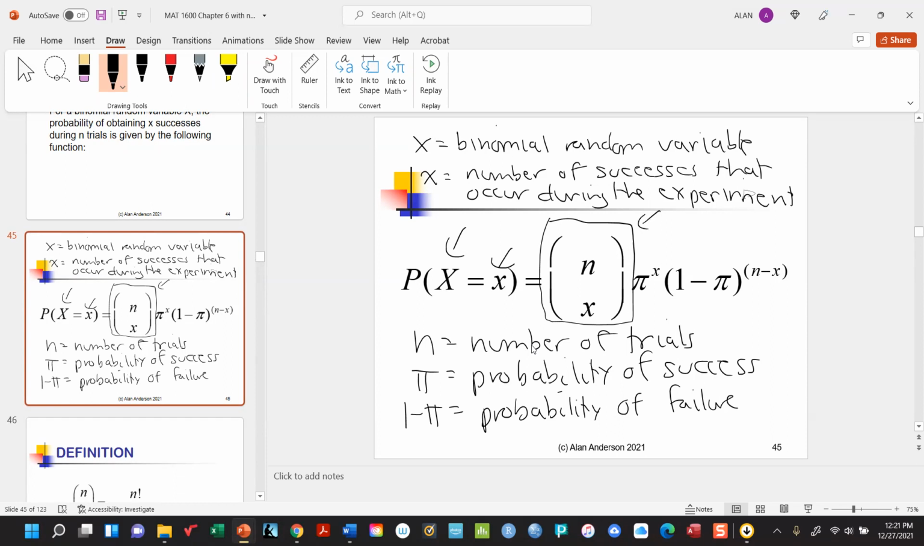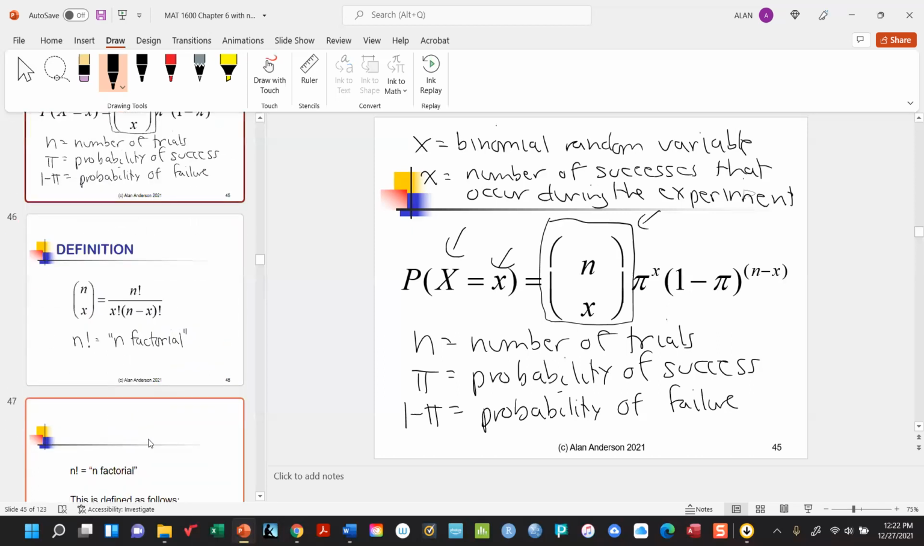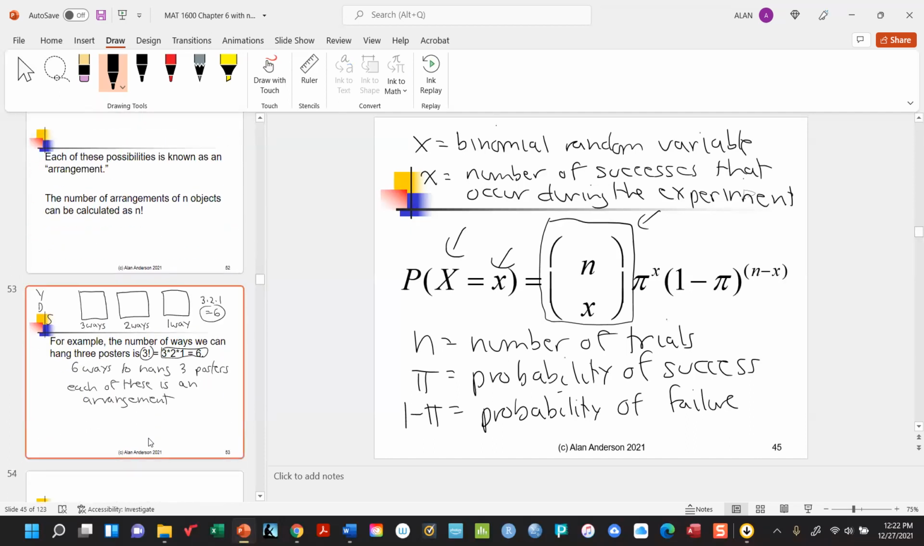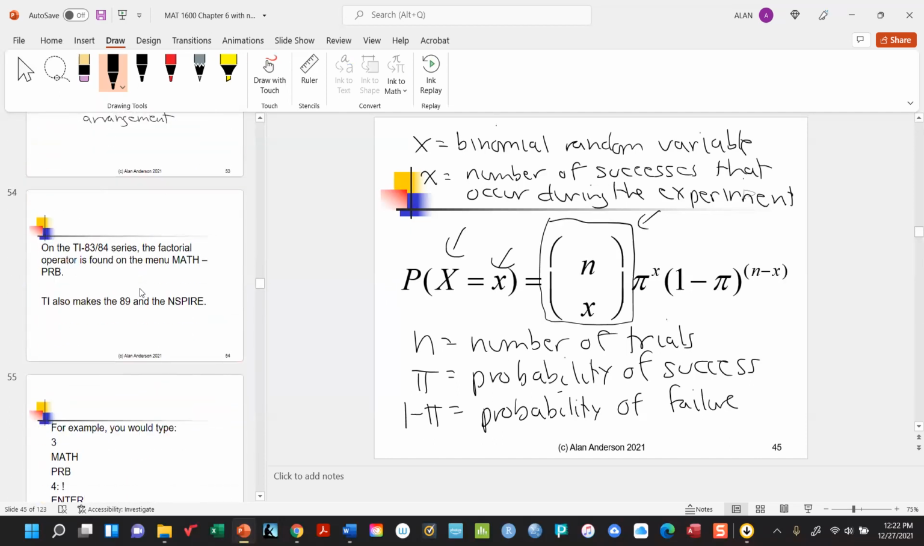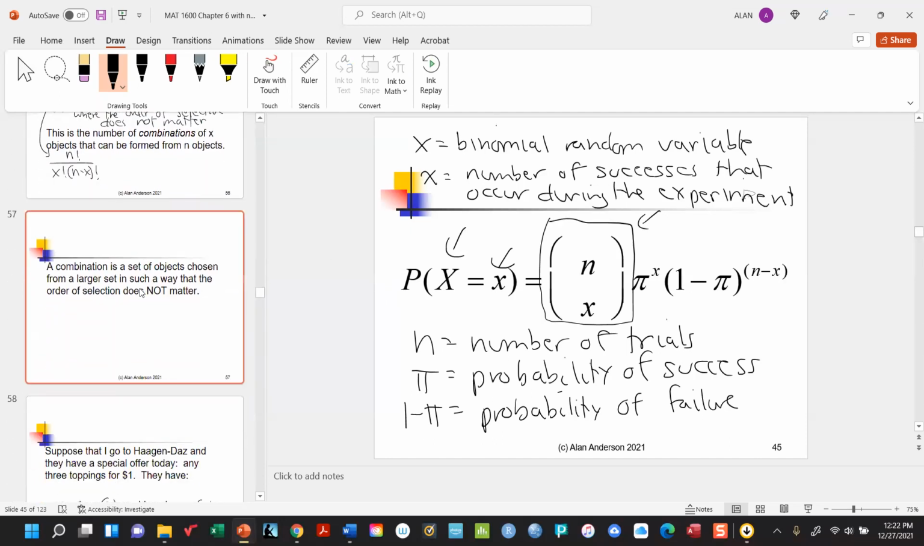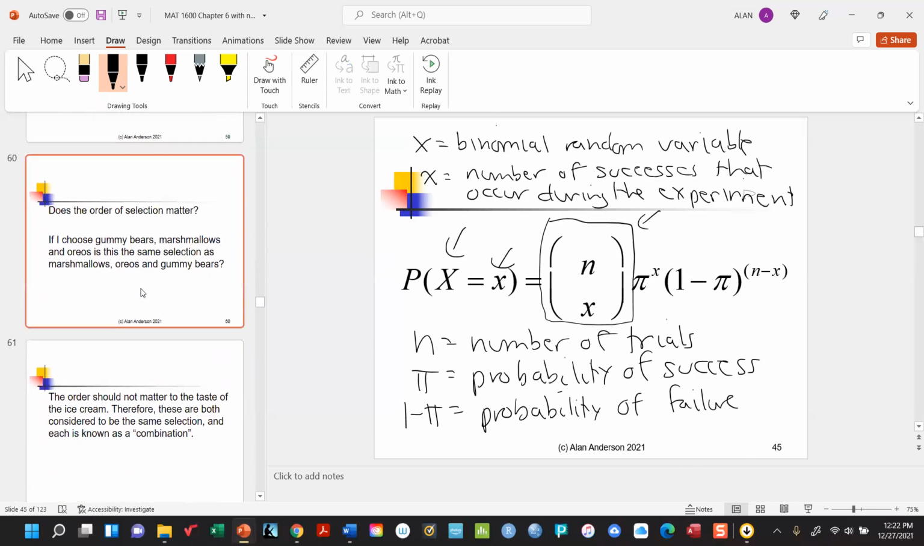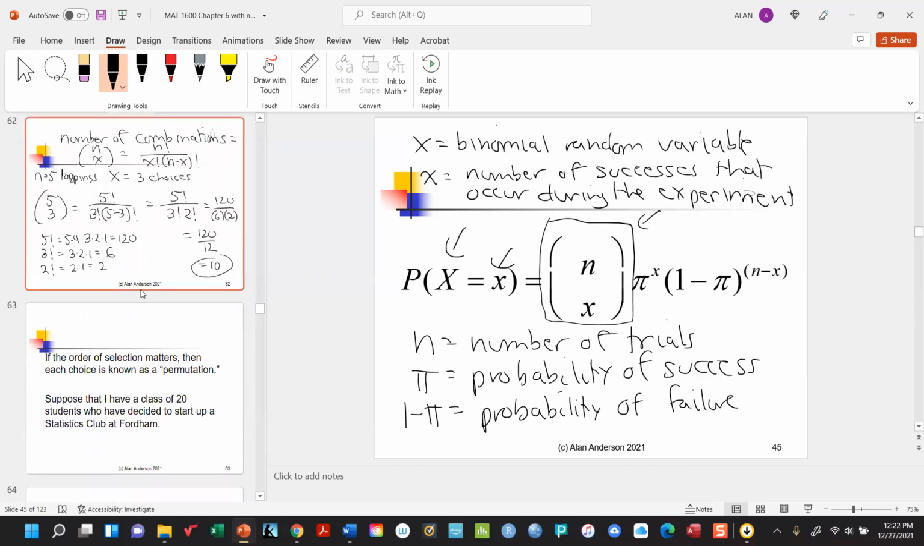But now we've seen it simply represents the number of combinations, or ways, in which we can distribute x successes among n trials. Okay, so that was pretty good, important background. We want to understand what this formula is actually doing when we approach it. Now, by the way, you're probably wondering what happens if the order of selection does matter.